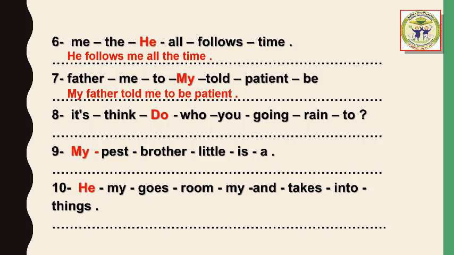Number 8, it's, think, do, who, you, going, rain, to. You'll begin this question with the auxiliary verb do. So, what's your answer? Do you think it's going to rain? Number 9, my best brother, little, is a. You will begin your sentence with the possessive pronoun my. So what's your answer? My little brother is the best.